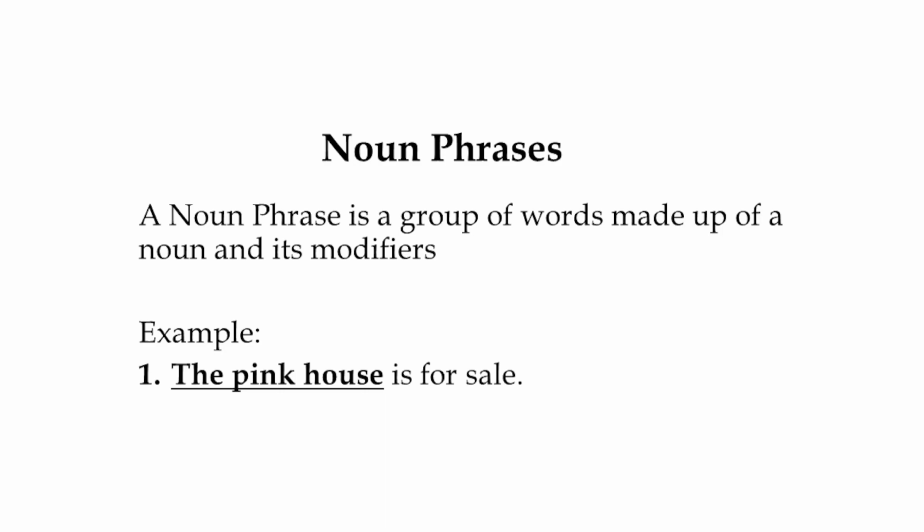A noun phrase is a group of words made up of a noun and its modifiers. Example, the pink house is for sale. The house is the noun, whereas the word pink, the modifier, expresses something more: the house is in pink color. The pink house is an example of a noun phrase.